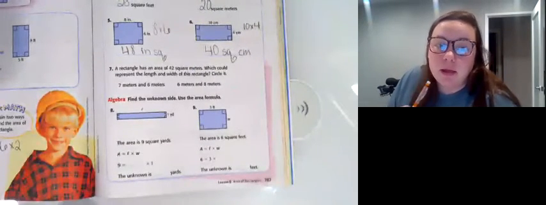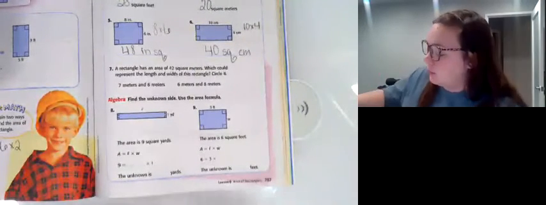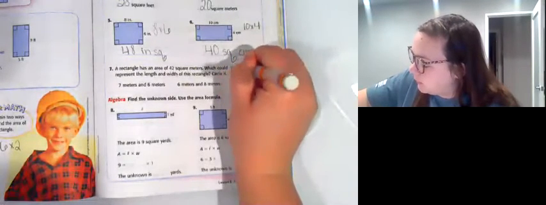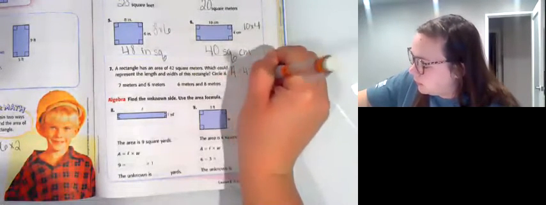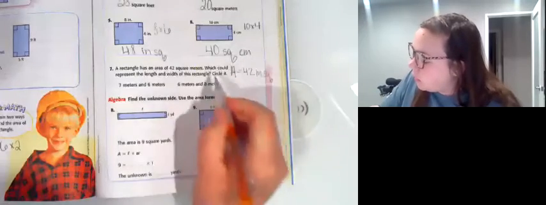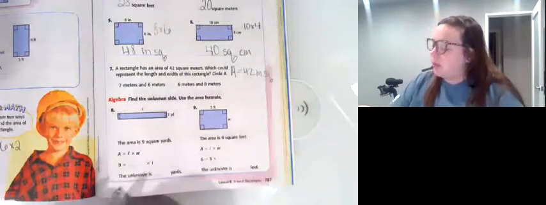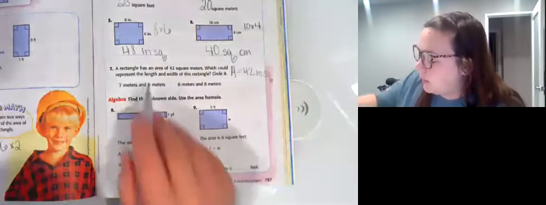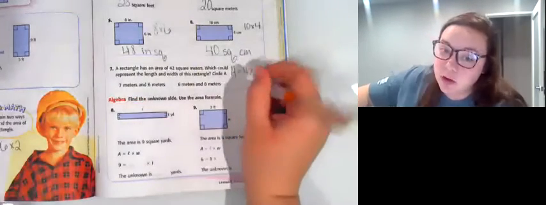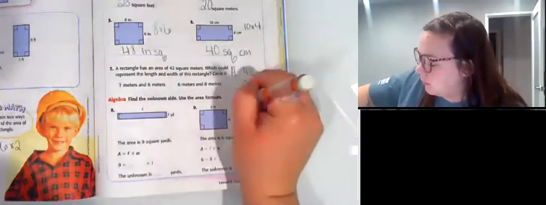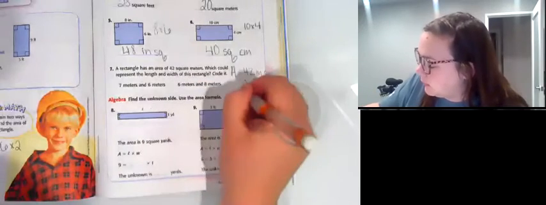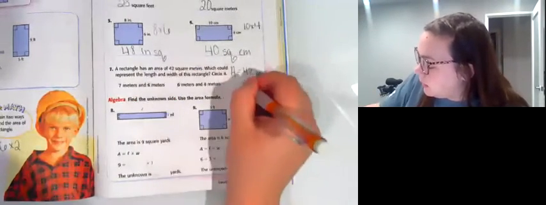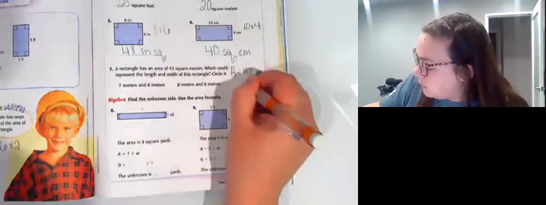Number 7, a rectangle has the area of 42 square meters. So we know area is 42 meters square. Which could represent the length and width of this rectangle? Circle it. Well, what we need to do is basically find our fact family. Both of these use 6, so we know that's one of our factors. And the product was 42.